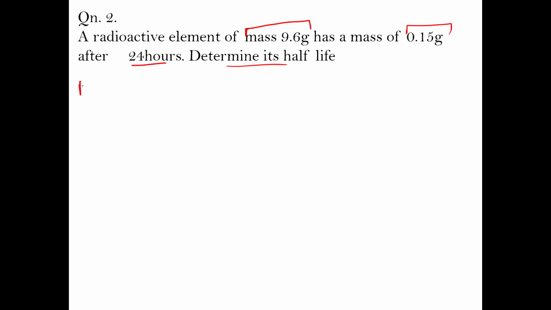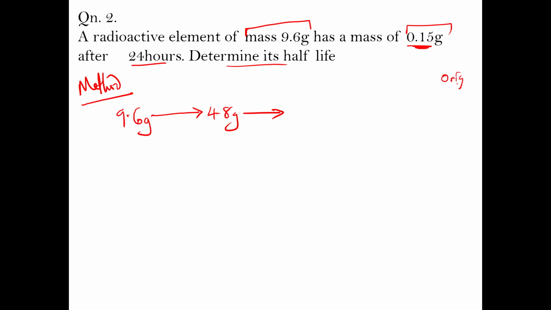Okay, so method 1, we shall simply say that we have 9.6 grams. Divide this one by 2, we shall get 4.8. 4.8 grams. We're going to continue dividing by 2, until when you get the remaining. When solving these questions here, always look at the original and then the final. That is what is very important in case you don't have the half-life.